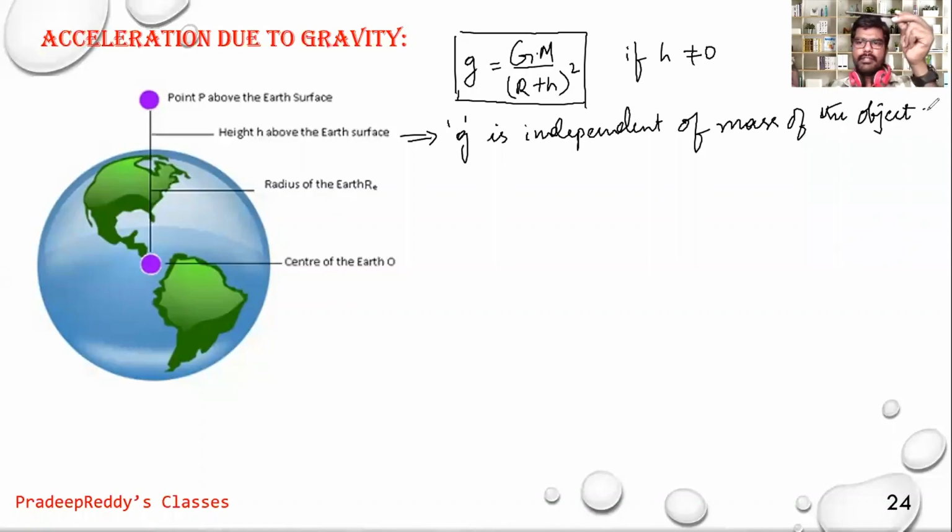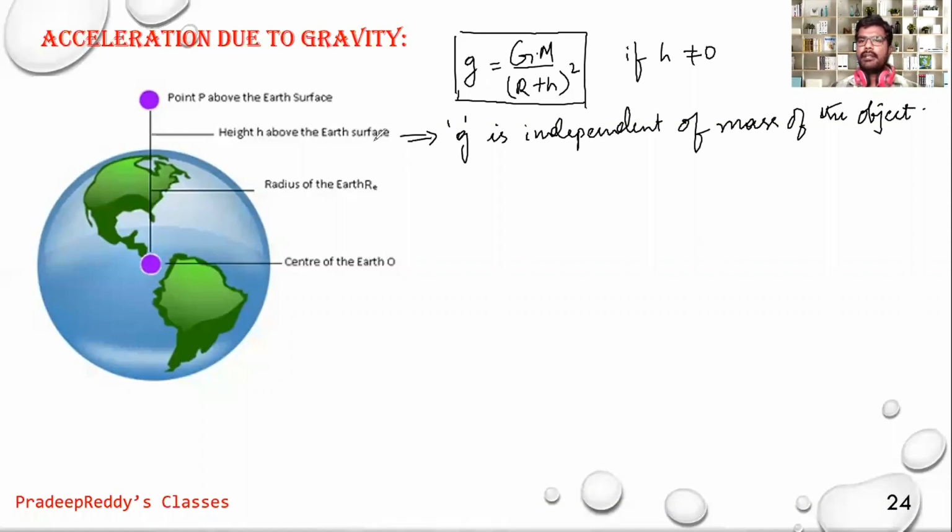That means if you leave this pen on the surface of the earth, it falls with 9.8 meter per second square. If you leave this mouse, which is greater mass, both the mouse and the pen will be pulled down with the same acceleration. This falls with 9.8, this also falls with 9.8 meter per second square. Any object on the surface of the earth, if you leave it, will be pulled towards the earth and gain an acceleration of 9.8 meter per second square irrespective of the mass of the object.